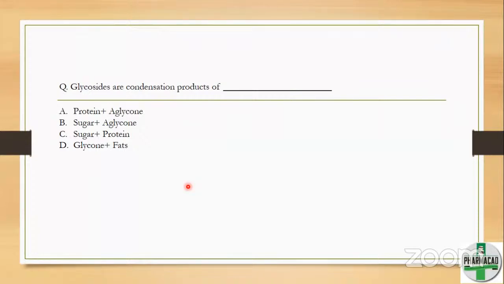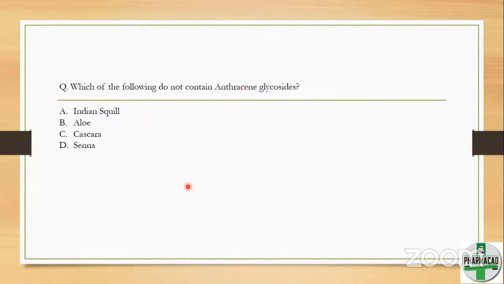Okay, so let me take up 5 to 10 of the MCQs. Glycosides are condensation products of what? That's your first question. You can write down A, B, C, or D in the answer. Protein plus glycone, sugar plus aglycone, sugar plus protein, or glycone plus fats. Very easy question. I'm not able to get any comments. Waiting for the comments. Okay, so the answer to this is sugar plus aglycone.